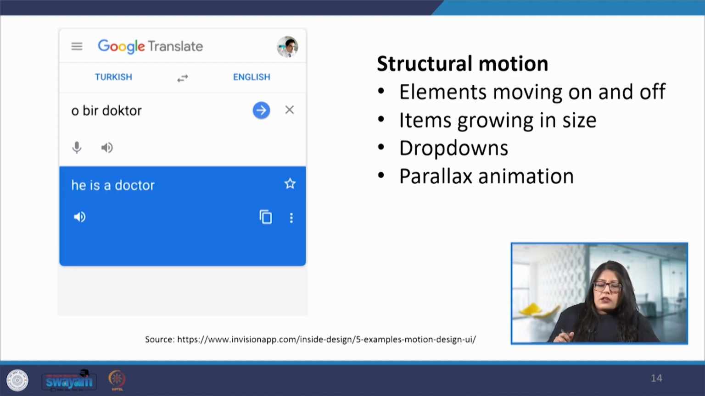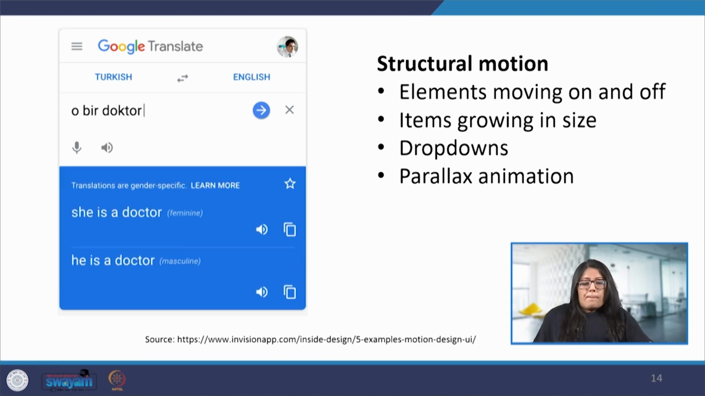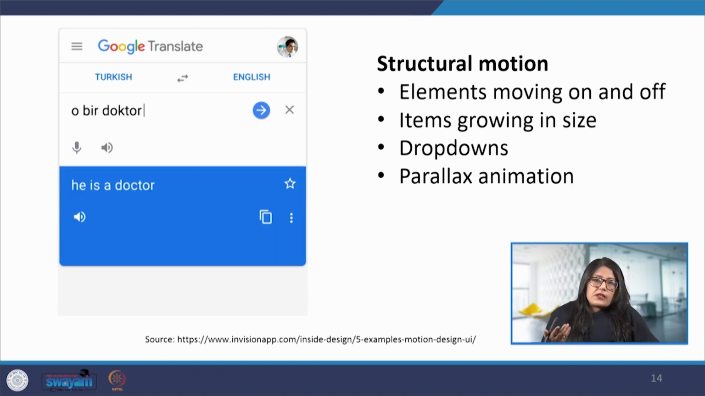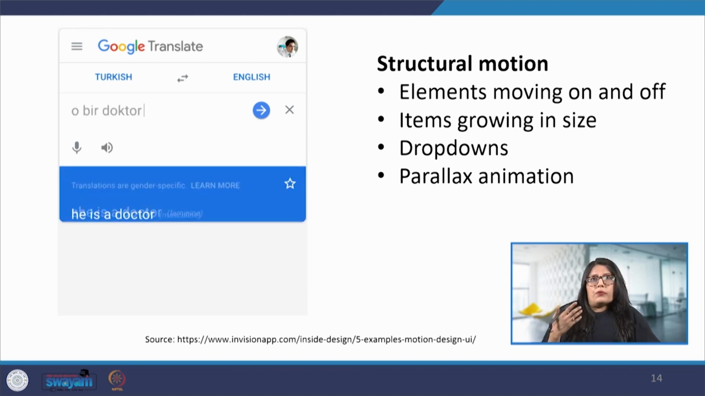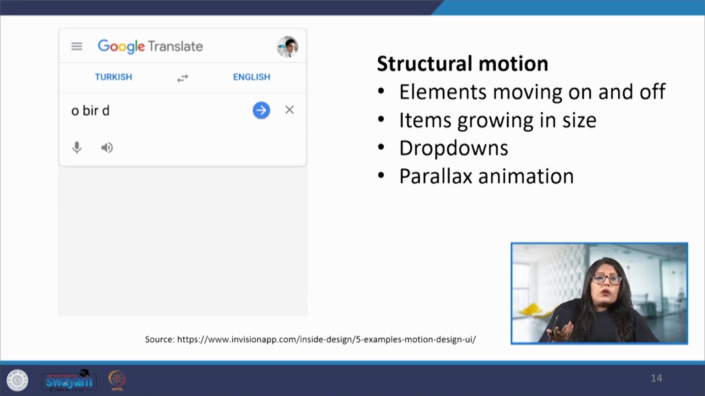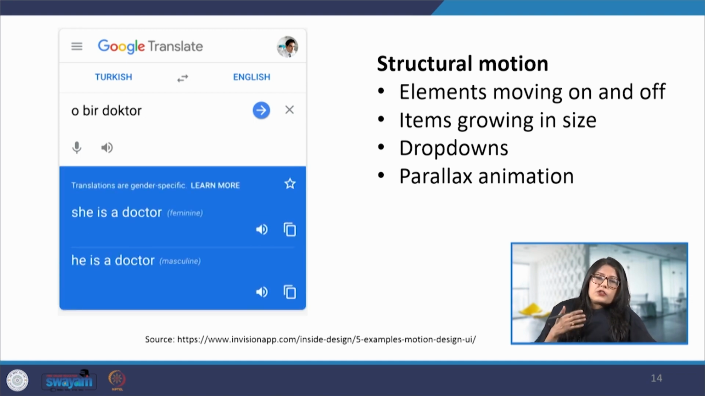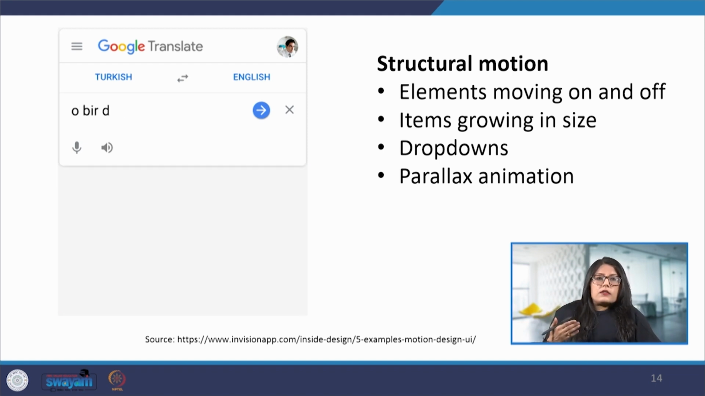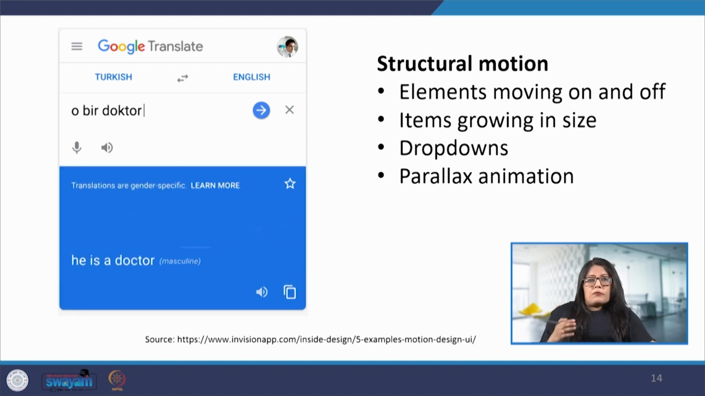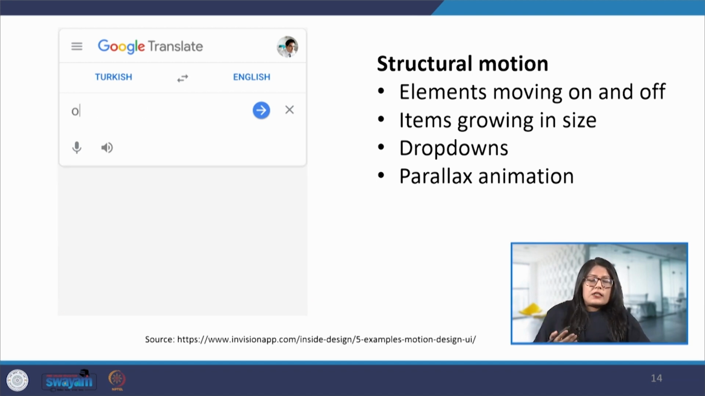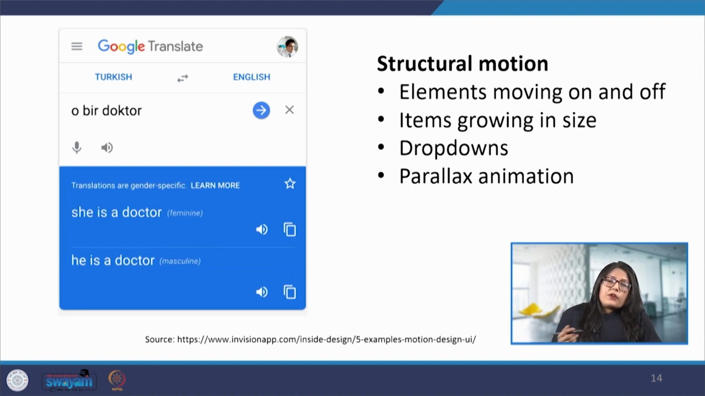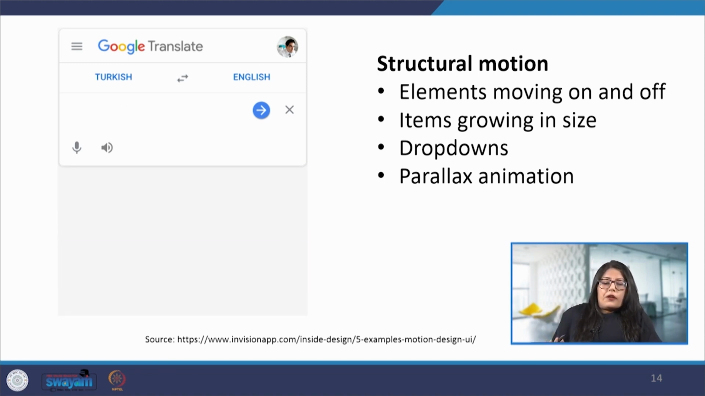Then next is the structural motion. Now structural motion derives basically its inspiration from Google's Material Design, because when they came out, they sort of provided a nice base for the same. So how they structure their UI, Google does it very well. And here we can see some of the ways that we have the structural motion incorporated in our work.